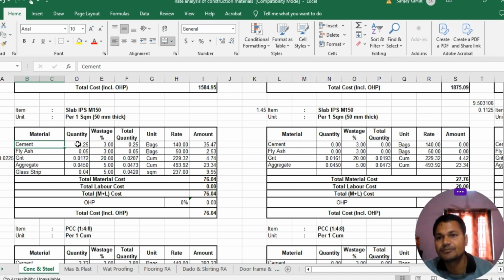Quantity we have to take how much? 0.25, and the wastage this time we have to do is 3%. Total quantity we have to take how much? 1.25. Cement unit: cement is always in bags. Okay, and the rate is 140.